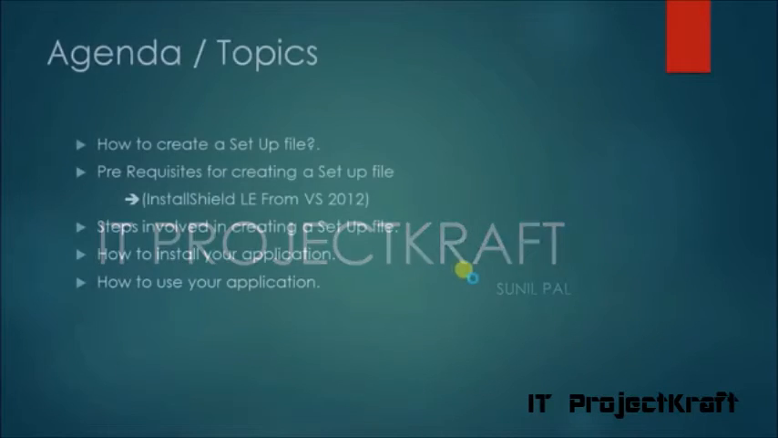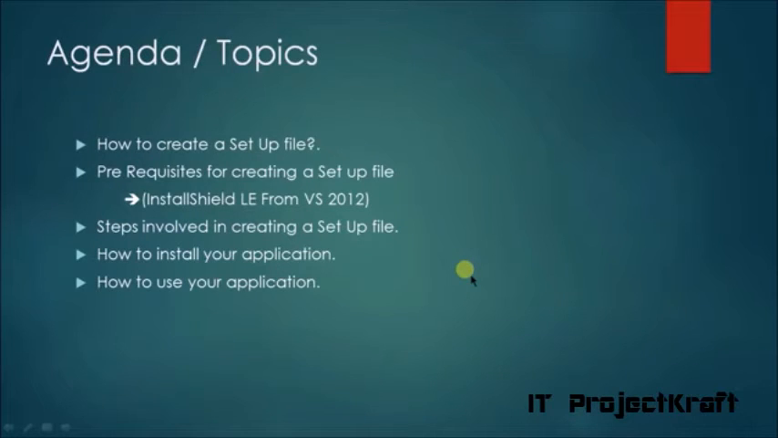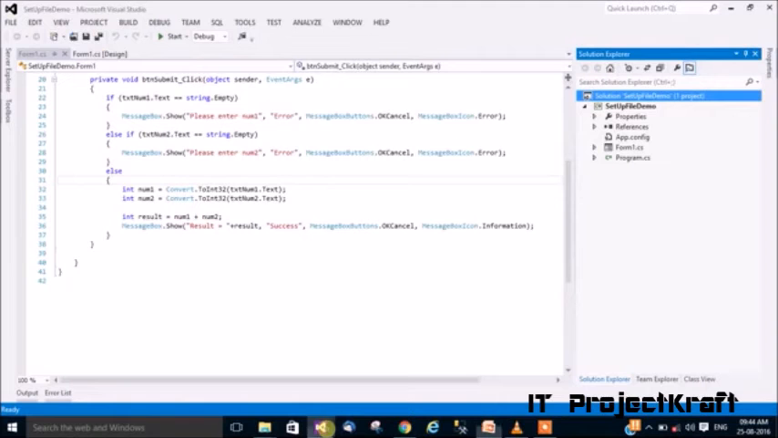Today's session we'll be learning how to create a setup file in Visual Studio. Before jumping into Visual Studio and doing all the code, let's understand the agenda of these topics. Today we'll be doing how to create a setup file, and the prerequisites for creating a setup file. For creating a setup file, we need an InstallShield, which you can download from Google. I'll let you know how to download it. Then the steps involved in creating a setup file, how to install your application, and how to use your application. Okay, so now let's flip to Visual Studio.